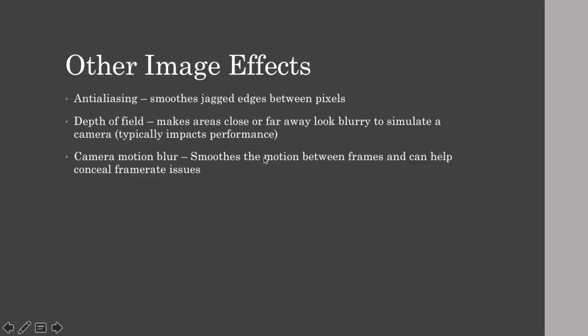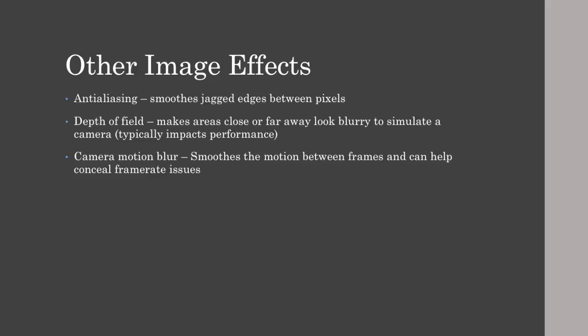Some other image effects are anti-aliasing, which smooths jagged edges between pixels, which you're probably familiar with. Depth of field, this is a very good one. However, it does impact your performance a lot. Basically, it just makes far away or really close places look kind of blurry because that's what cameras do. Then we've got camera motion blur, which smooths the motion between frames, and it can help conceal frame rate issues.